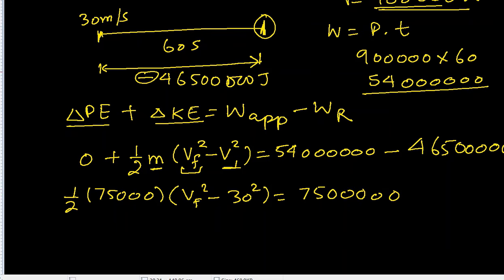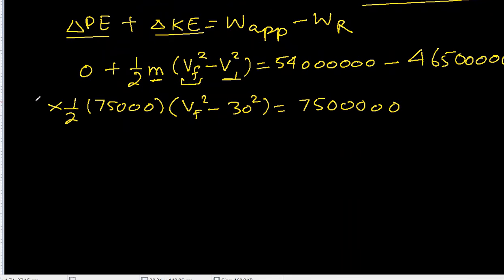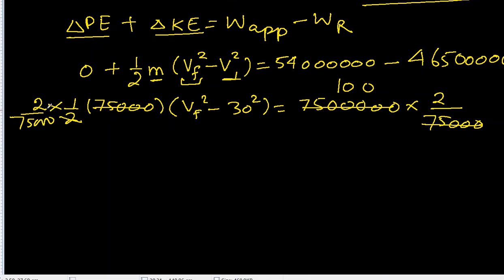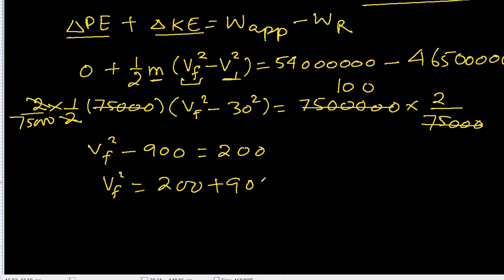All right, so let's cross multiply by multiplying this by 2 and dividing by 75,000, so that we cancel these two. The same thing has to be done here: 2 divided by 75,000, so we can see that this and this is 100. So this is also cancelled. Vf squared minus 900 equals 200, and Vf squared equals 200 plus 900, which is 1100.